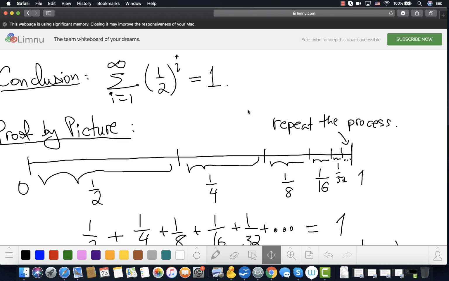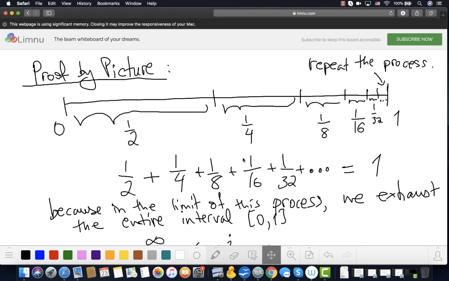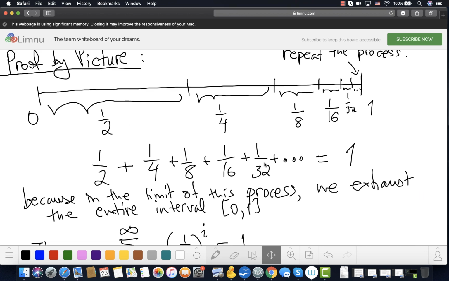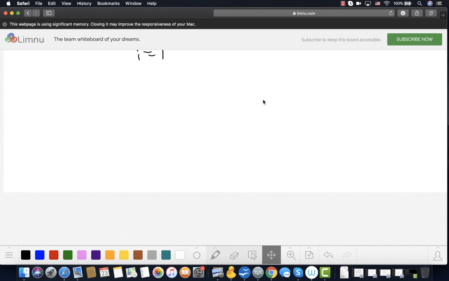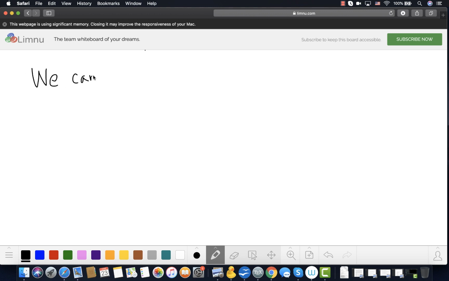And the second proof was just looking at the picture and kind of cleverly dividing the interval from 0 to 1 iteratively into pieces by dividing it by half each time. And there's actually a third way to justify this, which is just using a formula. So finally, we can also use the formula for the geometric series.